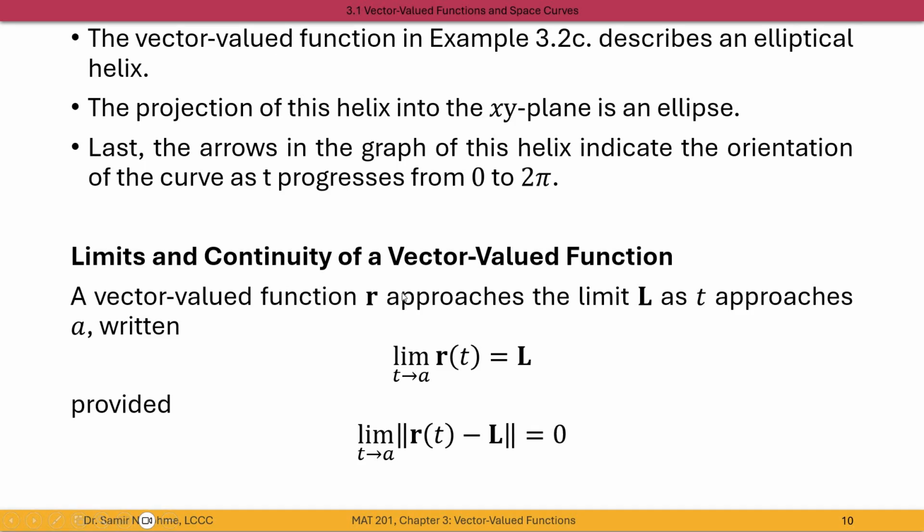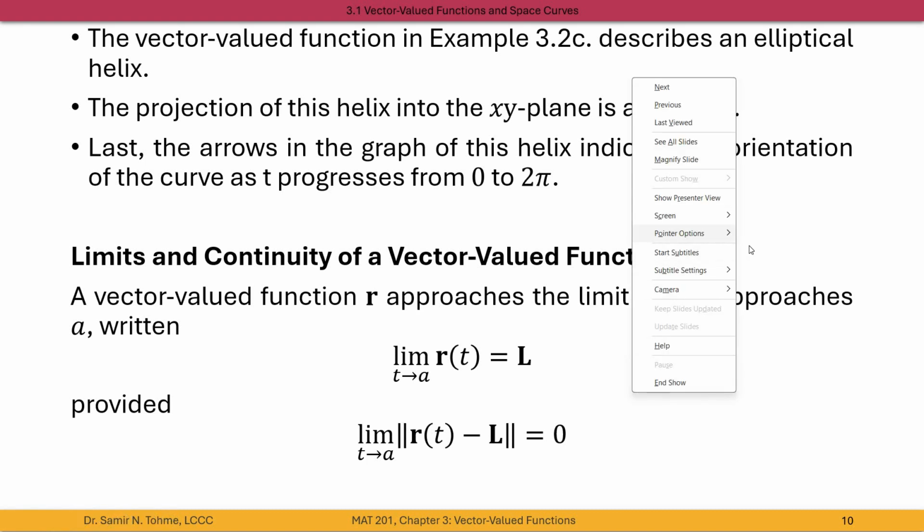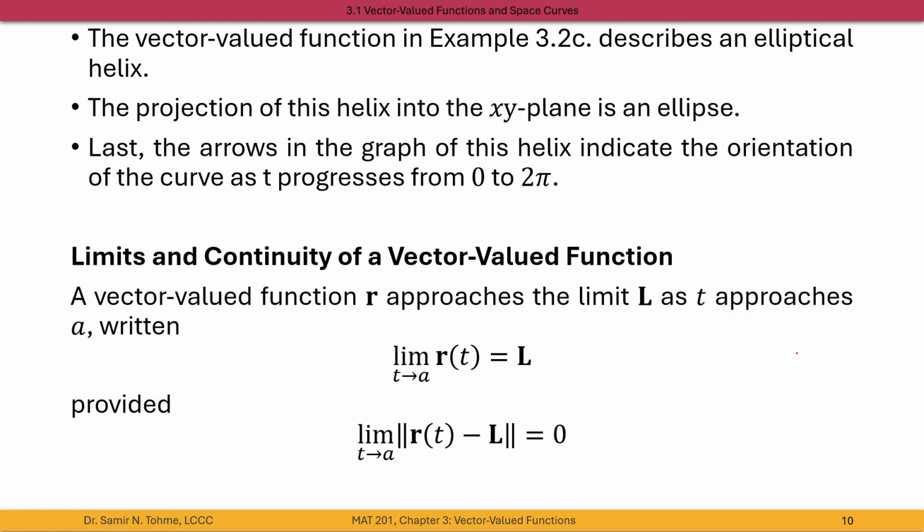Okay, so let's discuss limits and continuity of a vector valued function. The limit of a vector function as t tends to a is equal to L. Let's assume that this limit is equal to L. In other words, we can write it as such, a very beautiful formula, which says that this is our limit L, and you have this vector function R at this point.